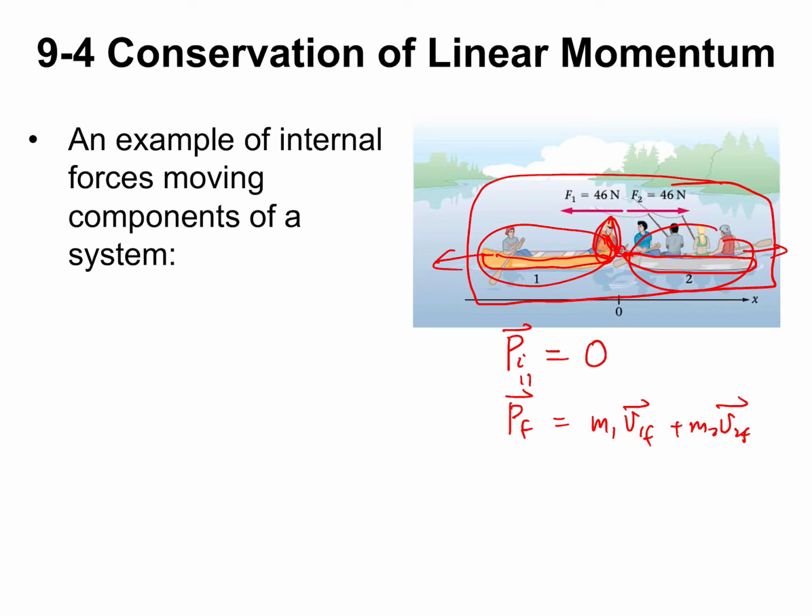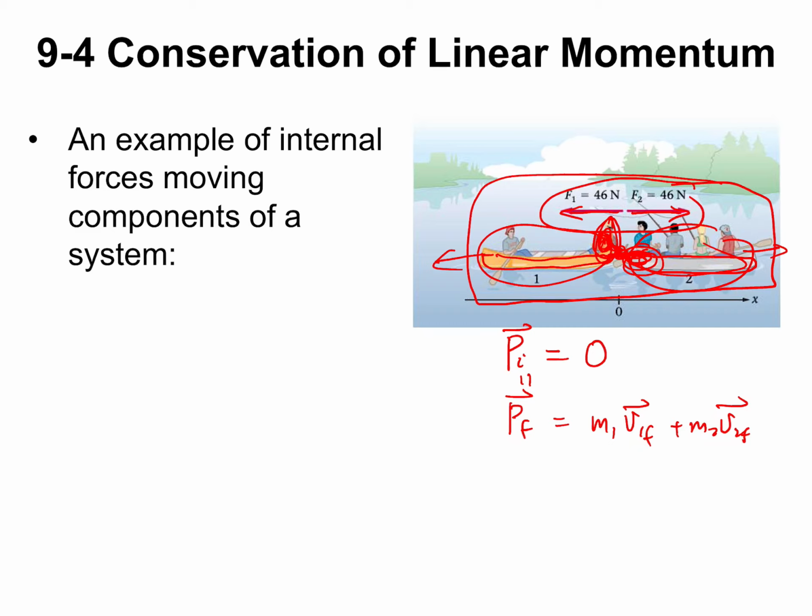This guy provides a force here, and meanwhile this boat provides a force on this guy. So this guy pushes boat 2 in this direction with a force of 46 Newtons, and meanwhile this boat pushes back on this guy with the same magnitude of force in the opposite direction, 46 Newtons. By the way, this is considered an internal force, so the net force is 0.